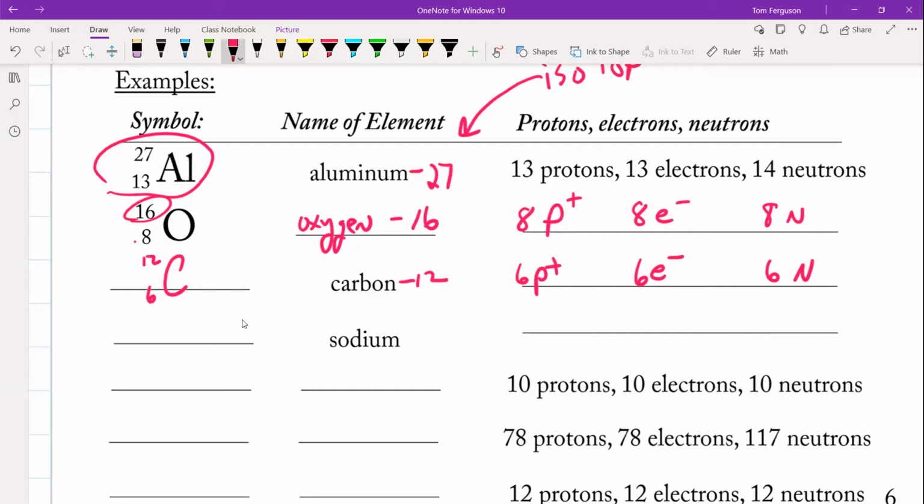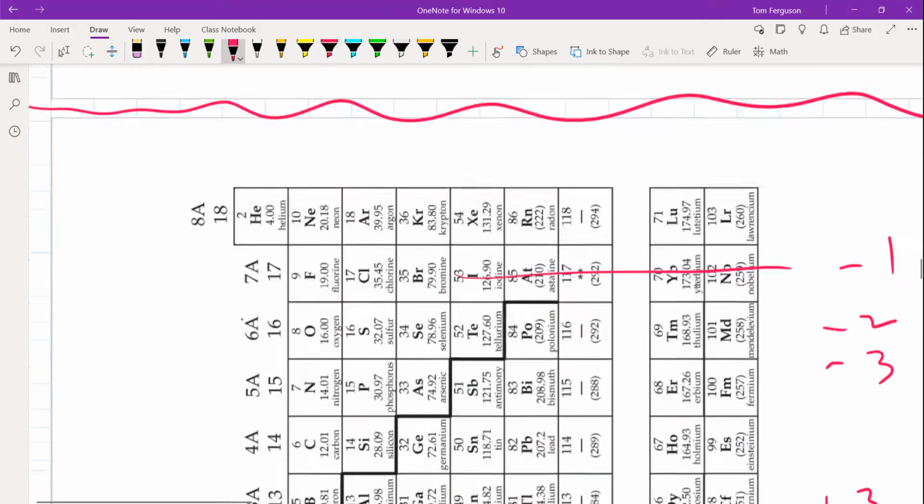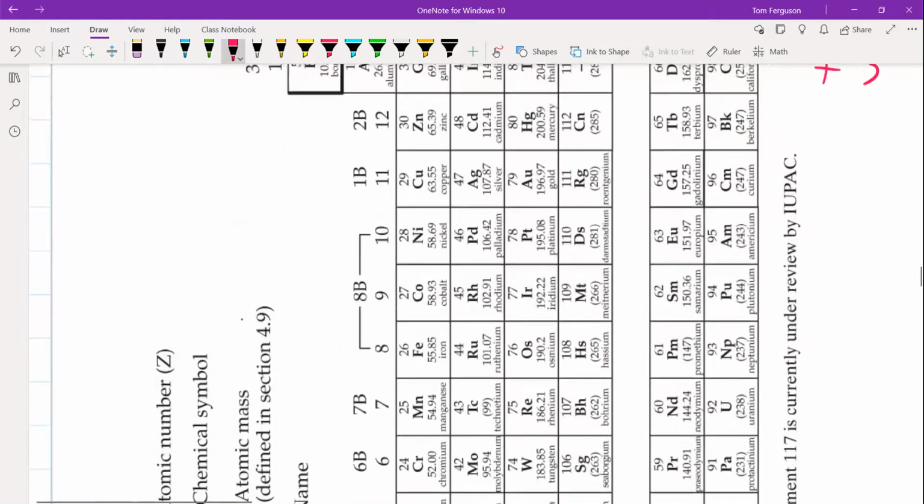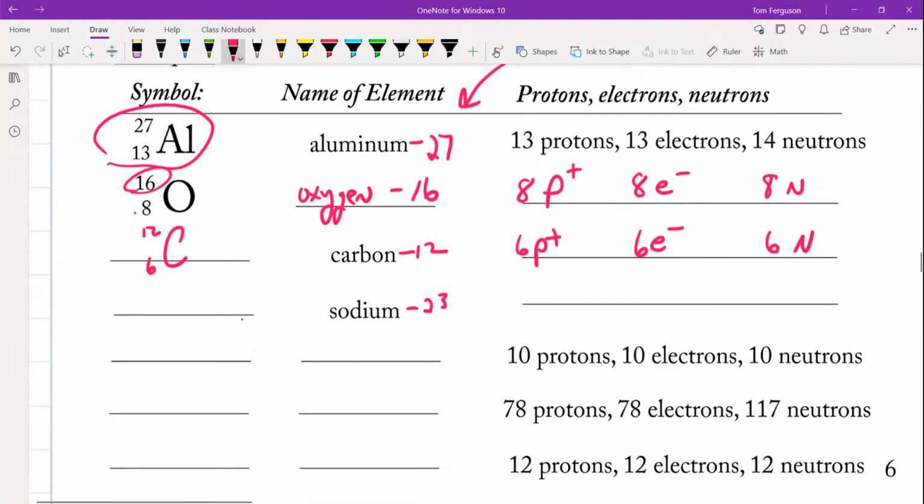Okay, let's do sodium 23. How many protons does sodium have? Well, we can look on the periodic table, and so its Z is 11.